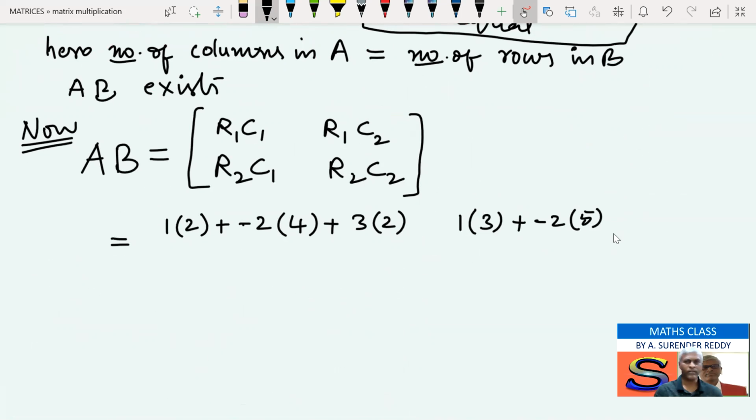And 3 into 1. This is R1 C2. Next R2 C1. R2 minus 4 into 5 with 2 4 2. Minus 4 into 2, plus 2 into 4, plus 5 into 2.